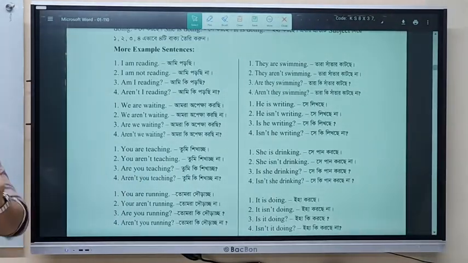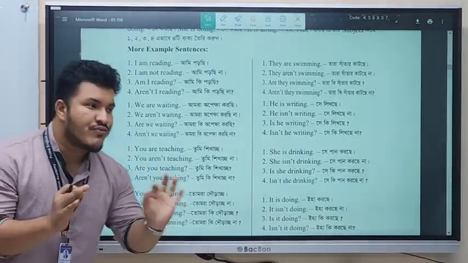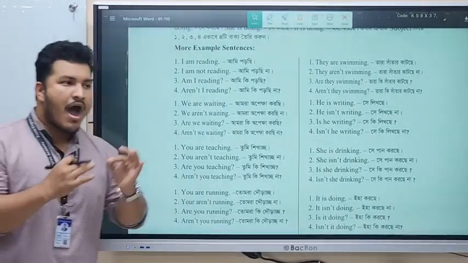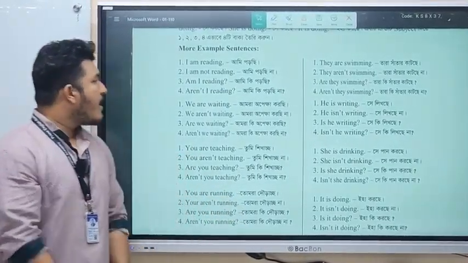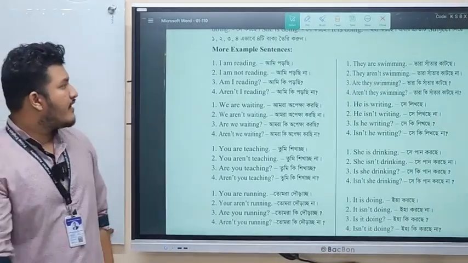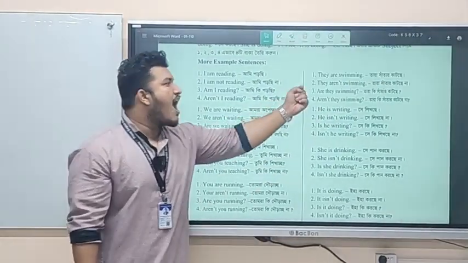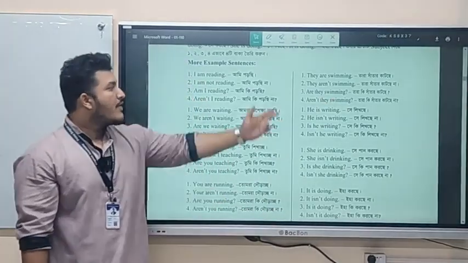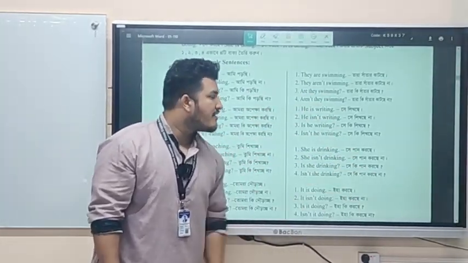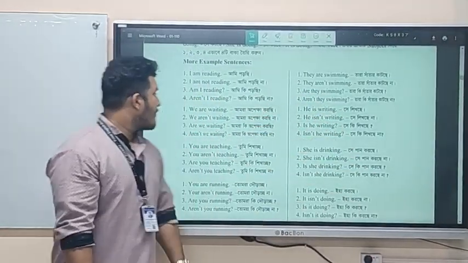I am reading. I am not reading. Am I reading? Aren't I reading? They are swimming. They aren't swimming. Are they swimming? Aren't they swimming?